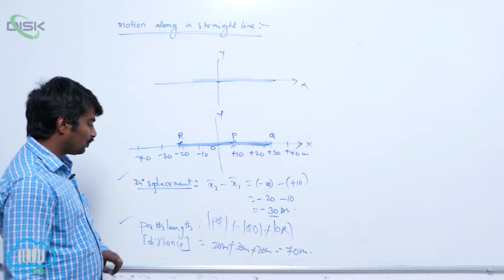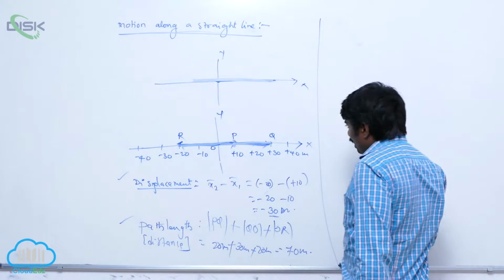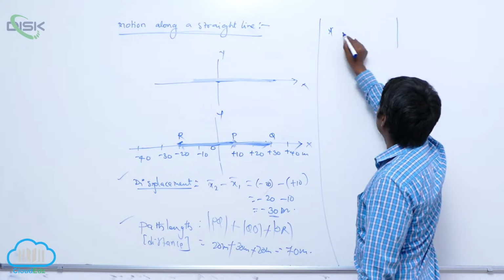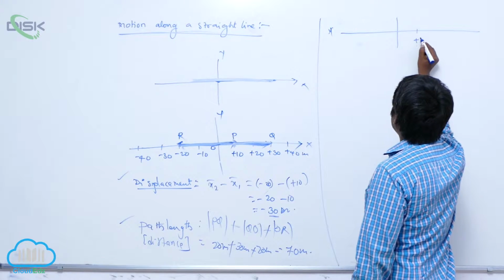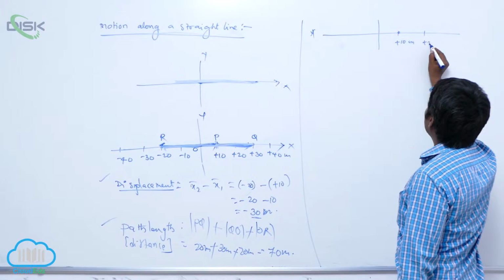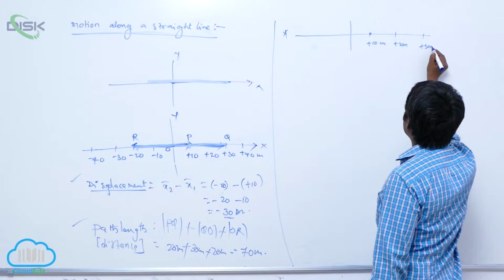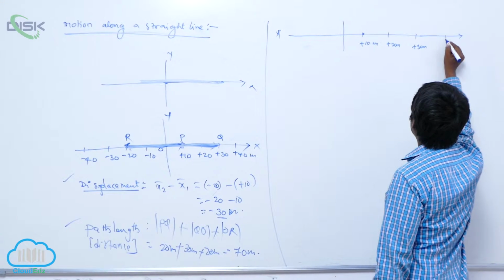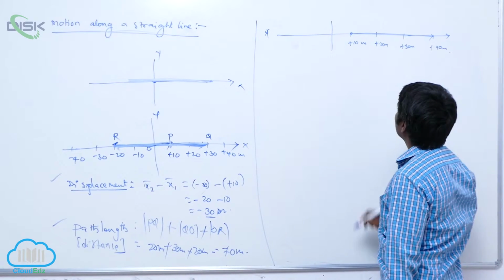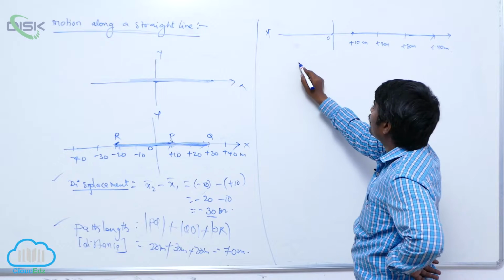Length of the path followed by the object. And you can observe one thing, that suppose the object is initially at plus 10 meters and next it goes to plus 20 meters, plus 30 meters and next plus 40 meters. From here to here if it moves, now the displacement is equal to displacement.